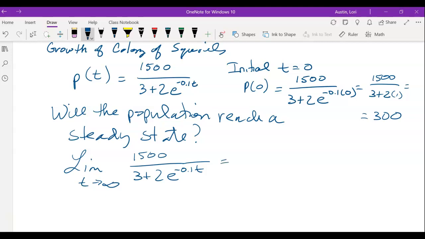Well, oh, I don't need to write. So another key. Notice I'm plugging in infinity. I don't need to write the word limit. If I was simplifying the expression, I would need to keep limit in there. So, oh, well, it's 1,500 over 3. All this is good so far. I don't need to do anything with that.